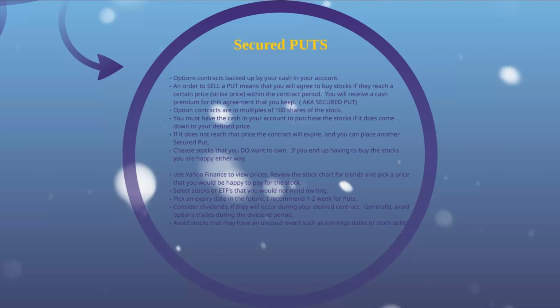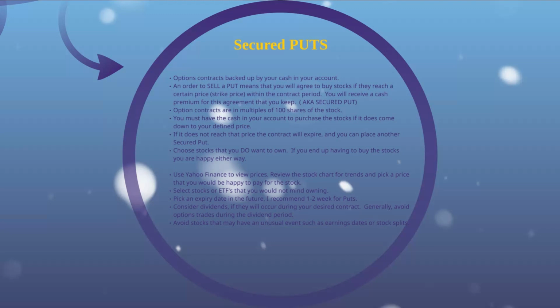Again, option contracts are multiples of 100 shares of stock. You must have cash in your account to purchase the stocks if it does come down to the defined price. If it does not reach the price, the contract will expire and you can place another secured put.